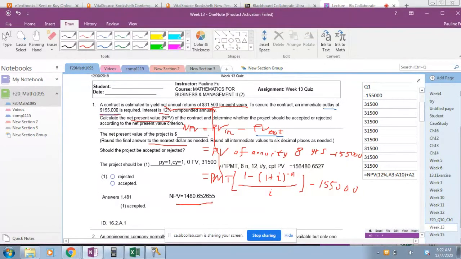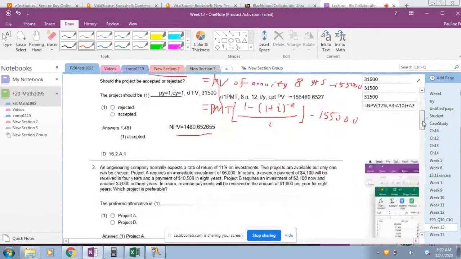All right. I also posted the formula here in Excel. Okay. So 3 methods to solve NPV. First method, use definition formula. Second method, use financial calculator. Third method, use Excel. So this is this question.